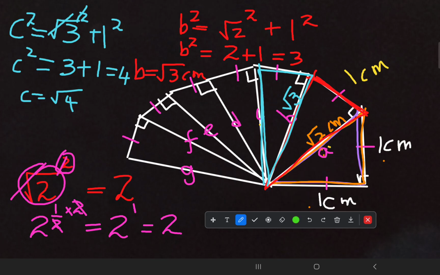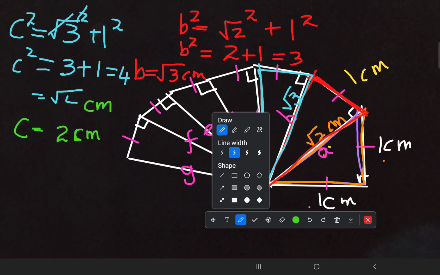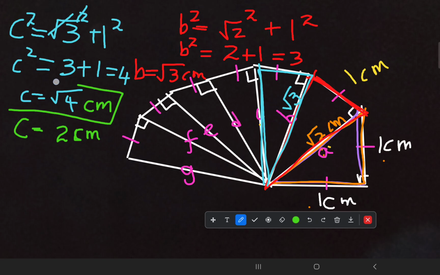But in this case, as we already know, 4 is a square number. Square root of 4 should equal 2 centimeters because 4 is a square number. Otherwise, if you don't know how to convert a square number to a square root, just leave it. You can keep it as it is. C is going to equal square root of 4. If you want, you can substitute that too. Or if you know how to convert the square root to a particular value, inside the square root we have a perfect square, so this is 2 centimeters. You can write either answer: 2 centimeters or square root of 4.